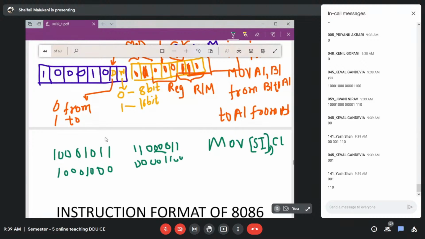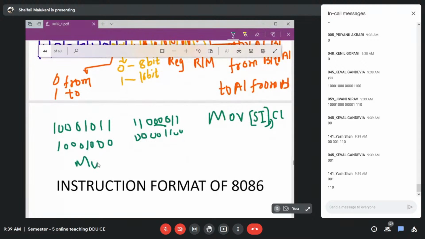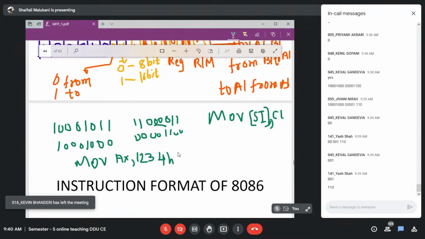One more question, displacement. I think you must be clear with the displacement. So let us take the extreme case. MOV AX, 1234H [BX][SI]. What is the meaning of this? What is the meaning of this? How to calculate the offset? How to calculate the offset?